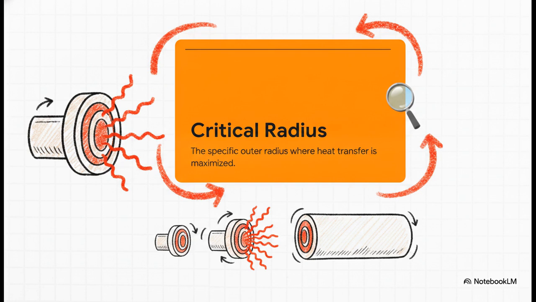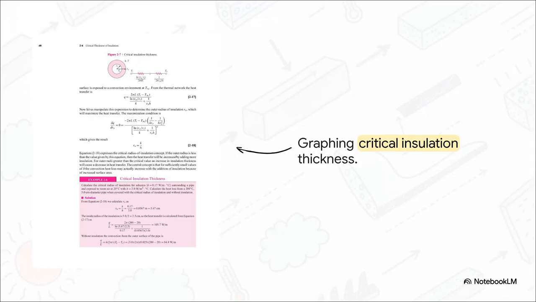No way, right? How is that even possible? Well, it's because on very small pipes, adding insulation makes the outer circumference much, much larger. That added surface area ends up dissipating heat into the surrounding air faster than the insulating material itself can trap it. Let's walk through a literal case study from the source material to prove this.